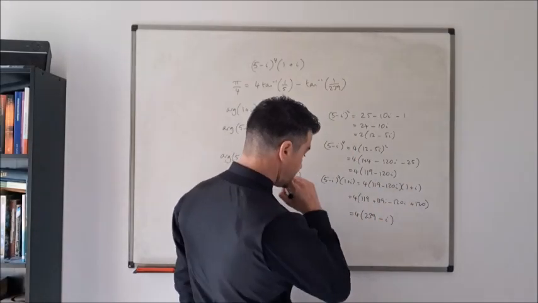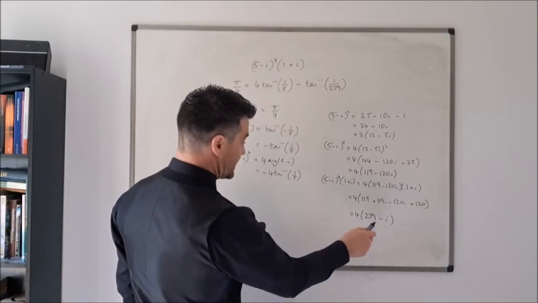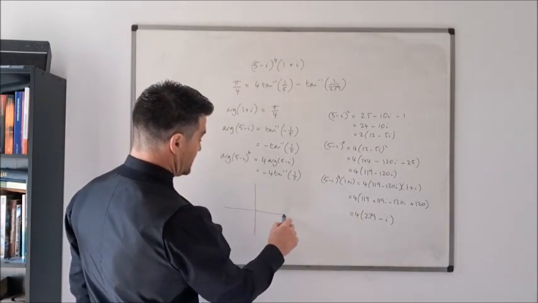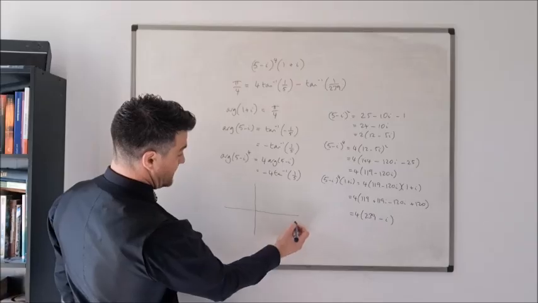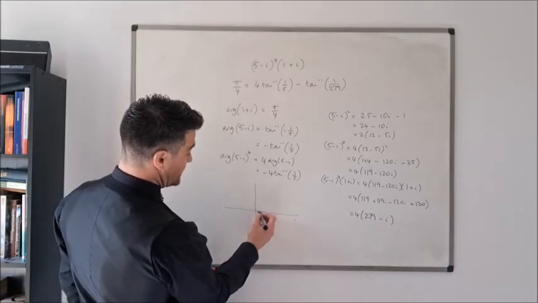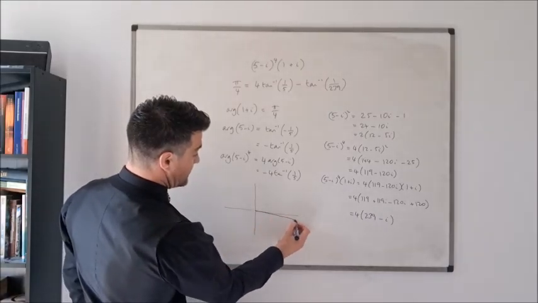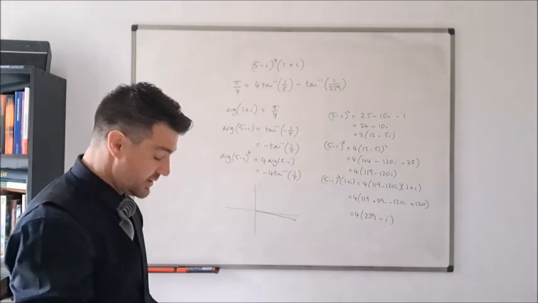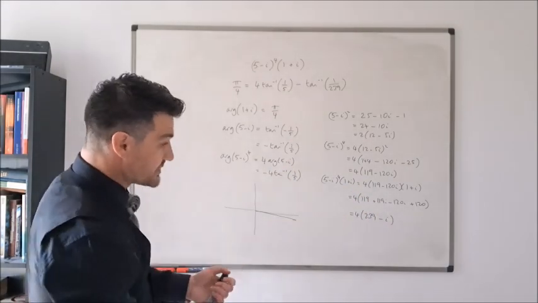Minus i. So let's have a think of what that is going to look like. It's going to be a complex number, down here somewhere. It's going to have quite a small argument, just kind of below the horizontal, so to speak.